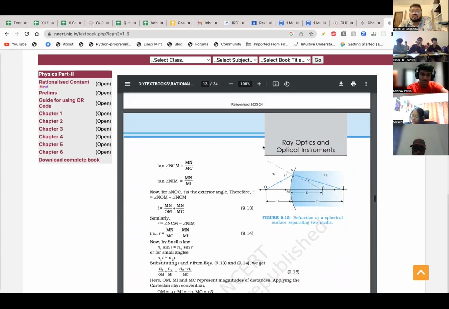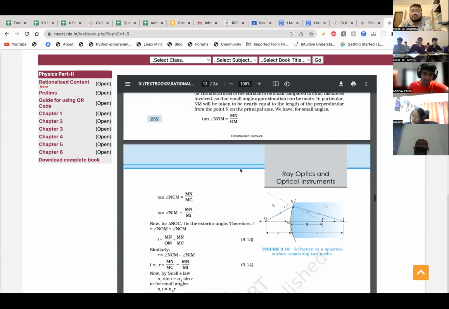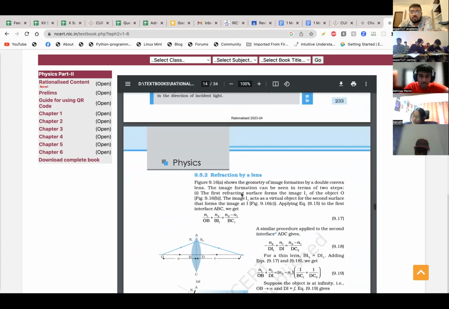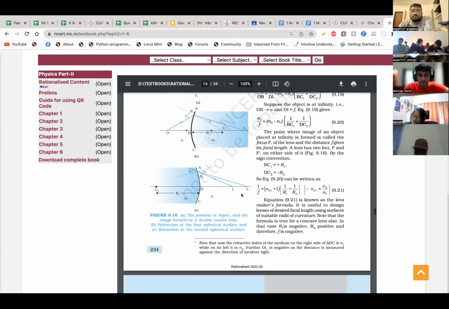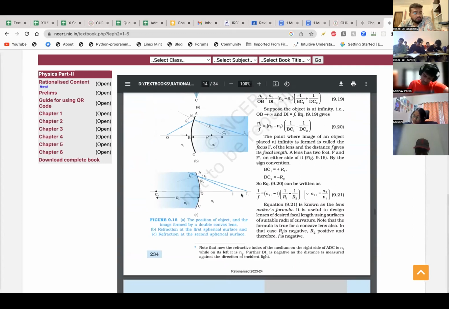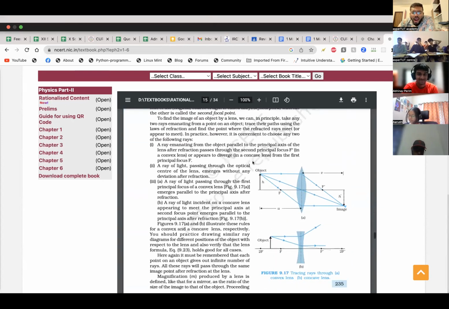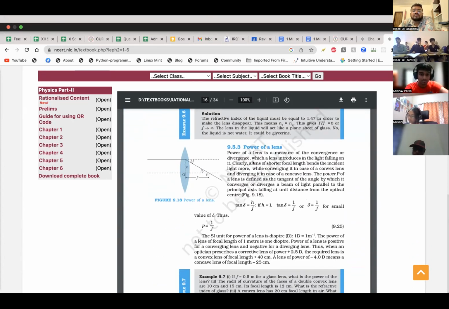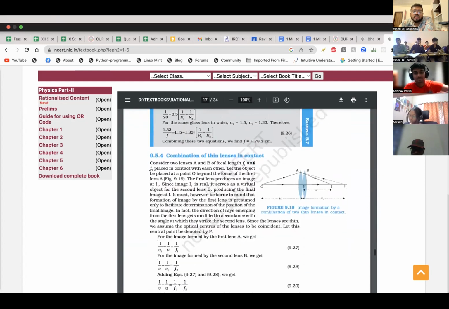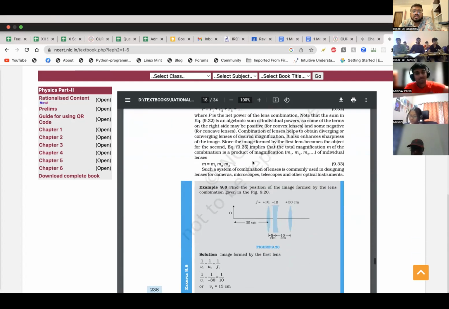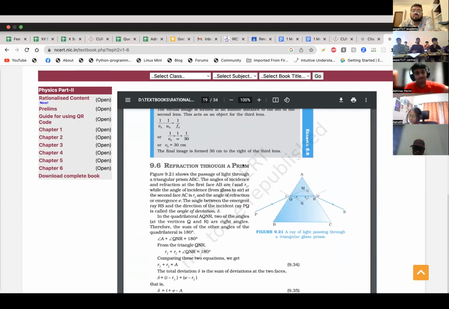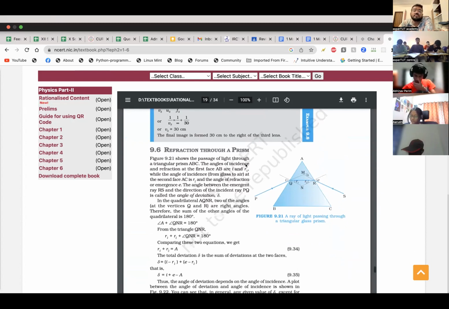In refraction at spherical surface, you have this thing called lens maker formula. Okay, you have lens maker formula. This you have to do. Its derivation comes up in exams. Then you have a combination of lenses, again a lens thing, so don't write it. And then you have refraction through a prism. So basically you have refraction through three things: first through a plane surface, second through a spherical surface, and third through a prism. Okay, refraction through a prism. This is also important.